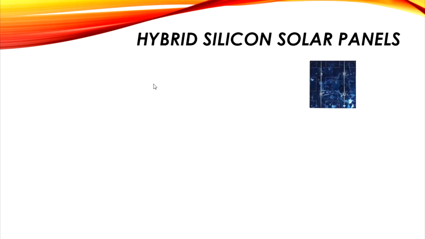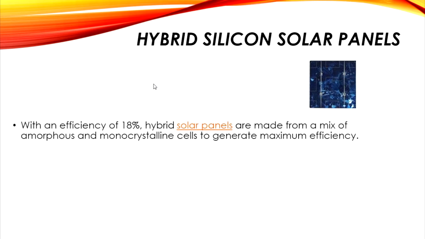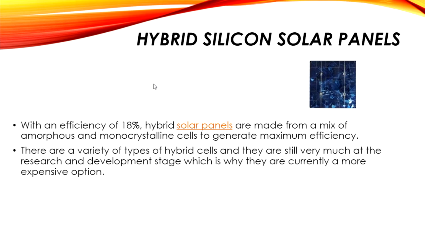The hybrid silicon solar panels have the largest efficiency, with an efficiency of 18%. The hybrid solar panels are made from a mix of the amorphous and the monocrystalline cells to generate the maximum efficiency. There are a variety of types of the hybrid cells and they are still very much at the research and development stage, which is why they are currently a more expensive option.